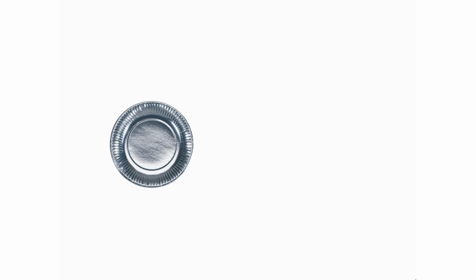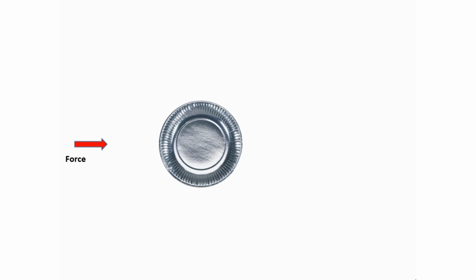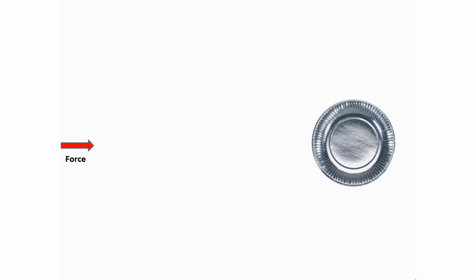Consider this metallic plate which is placed on any plane surface and is free to move. When we apply force at this point, the plate tends to move in a straight line in the direction of force applied. This is called translation motion or linear motion.